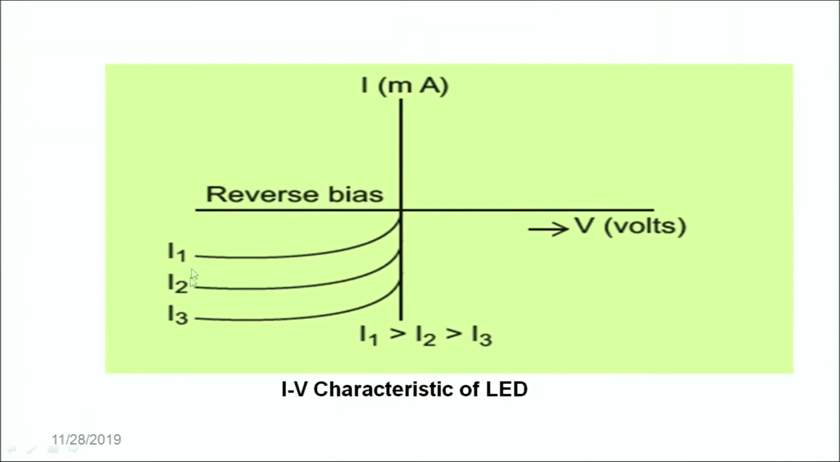As the current of the diode increases, the corresponding wavelength changes. The characteristic curve of the LED is shown over here. When we give current to the diode, it gives out a particular wavelength of light. As the current shows a change, the wavelength also shows a corresponding change. This is the IV characteristic curve of a light emitting diode.